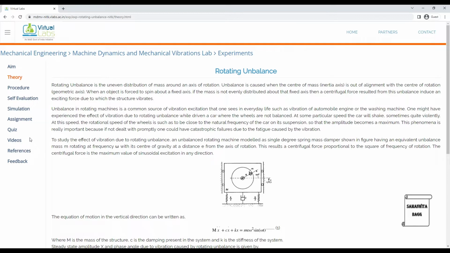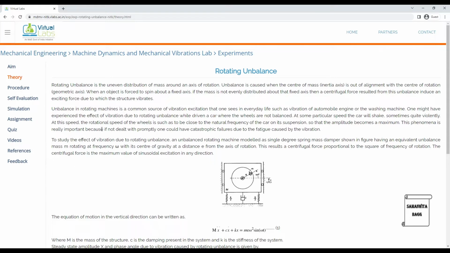One might have experienced the effect of vibration due to rotating unbalance while driving a car where the wheels are not balanced. This is something which you may have experienced in your life. If you have felt that the wheels are not balanced properly, then you will feel as if the mass of the car and the wheels are off center and it is just shaking. At some particular speed, the car will shake, sometimes quite violently.